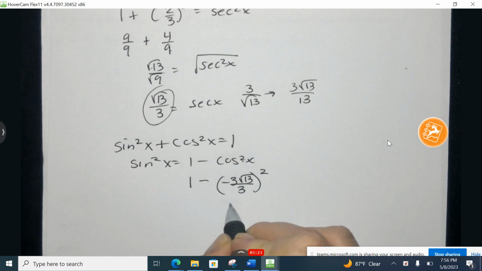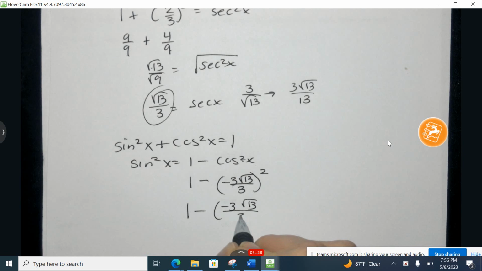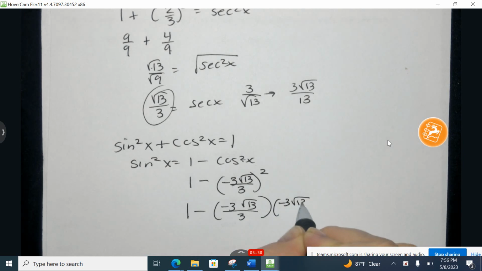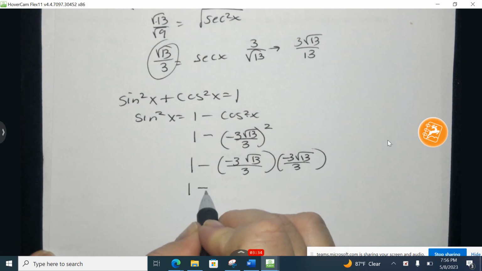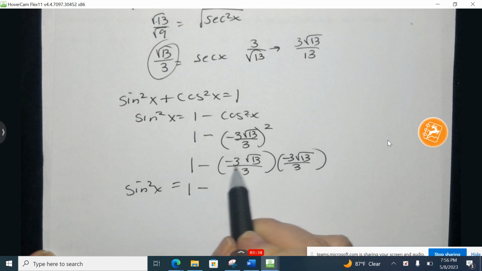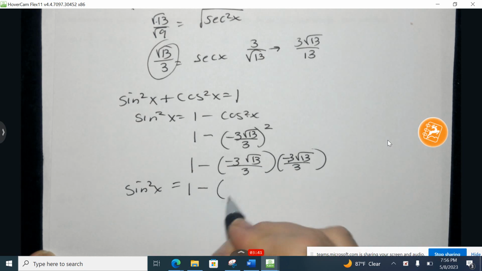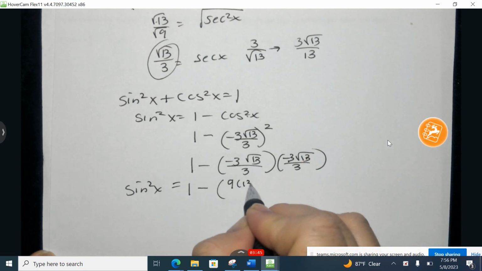Okay, so here's the cosine. This means the square root. We're going to take it times itself. So I have 1 minus negative 3 radical 13 over 3 times negative 3 radical 13 over 3. Okay, awesome. Here we go. 1 minus, okay, negative 3 times negative 3 is going to be a positive 9. Square root of 13 times the square root of 13 is 13.